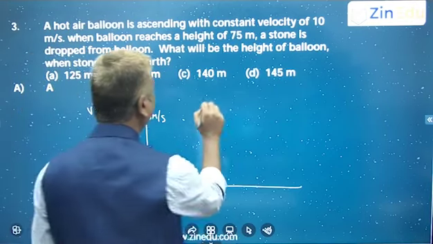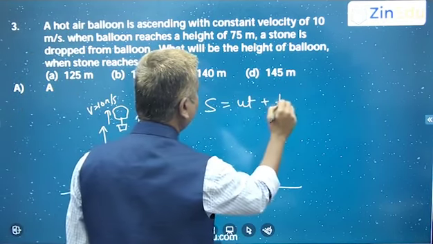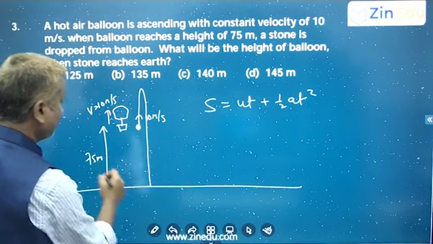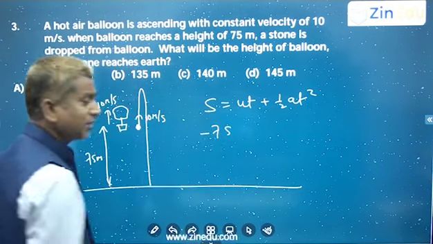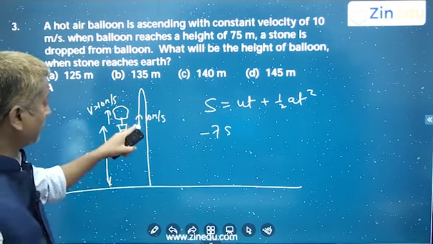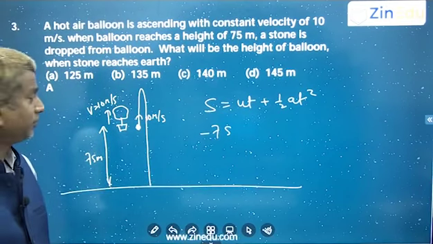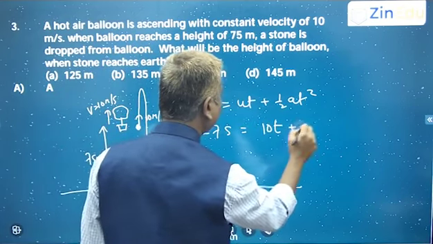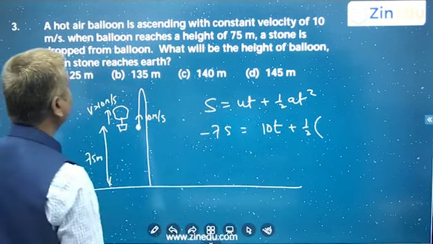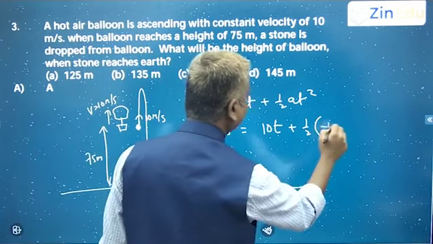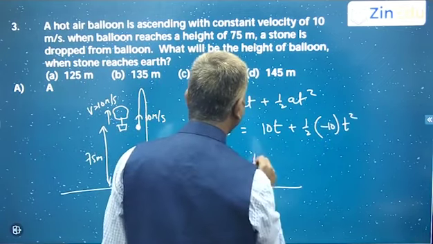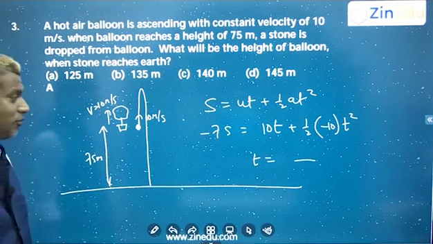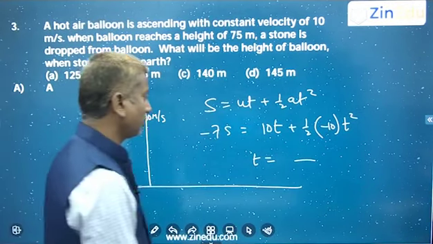So you can nicely use s = ut + half at square, because you know the displacement of the stone from here to here. It is downwards, so minus 75, by sign convention. The displacement is downwards, so negative, and the initial velocity is upwards, positive. So minus 75 = 10t + half, acceleration downwards, so minus 10 into t square. So you can get the value for t.